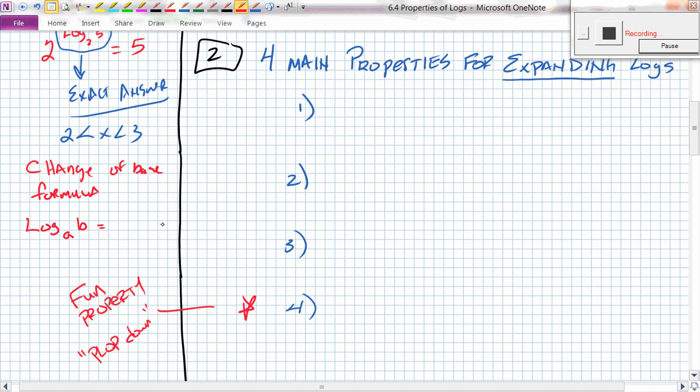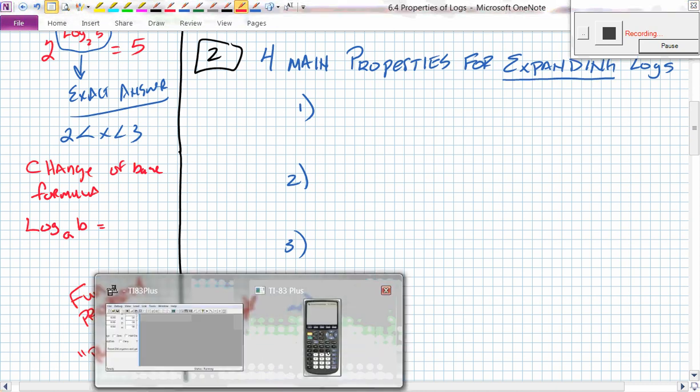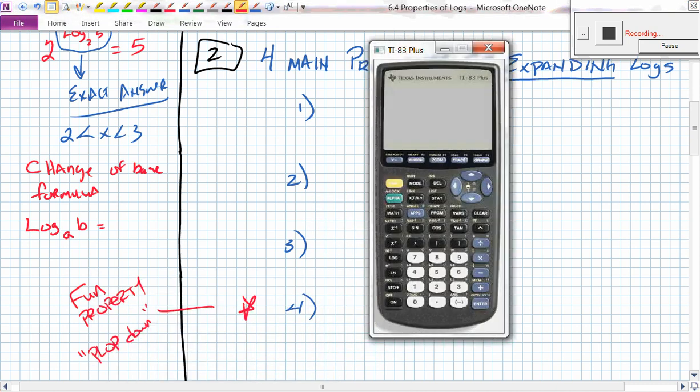Here's the change of base formula. That's what you need to know. When you push the log button on your calculator, it is automatically geared toward a base of 10. So how do we change that base to get something that we can use?